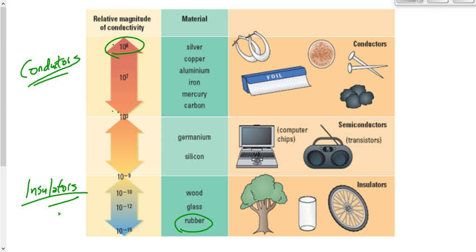Versus an insulator, what do those all have in common? They are all non-metal objects. Right. Thank you, Rachel. Non-metal objects: wood, glass, rubber. And you can see that they still conduct, just not nearly as well as conductors do.